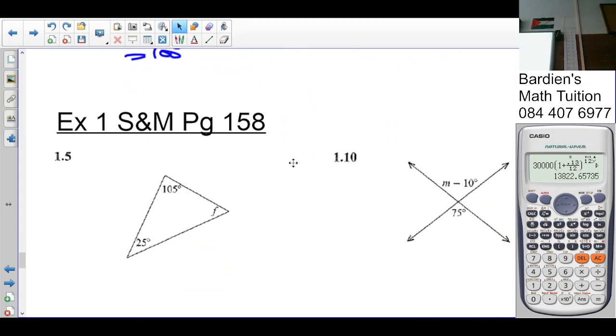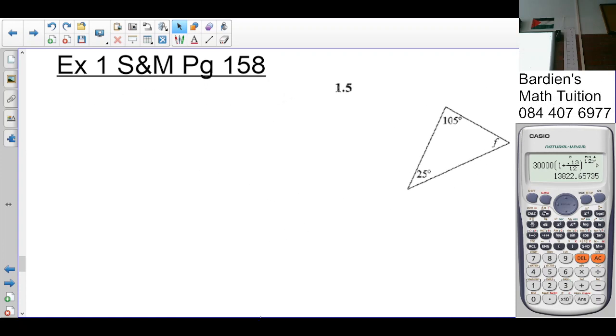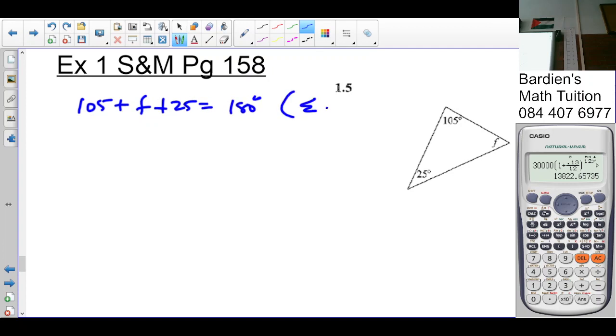Let's carry on. 1.5. Are you going to calculate F? It's simple, no? So it's 105 plus F plus 25 equals 180. Reason? Sum of triangle. So F is equal to 180 minus 105 minus 25, which is 50 degrees. You all agree with that?